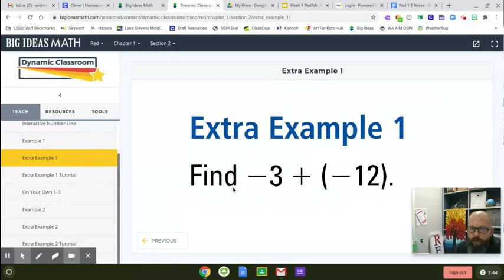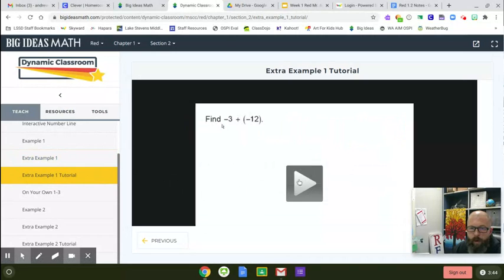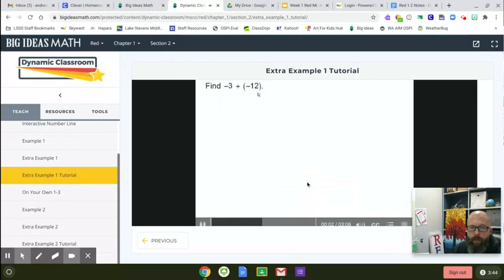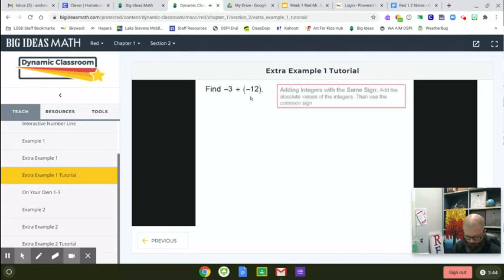Find -3 plus -12. Notice that we have two negative numbers. So in this problem, we are adding integers with the same sign. To do this, add the absolute values of the integers, then use the common sign. So let's break this down a little bit. When we add integers with the same sign, we have two cases. Either both numbers are positive, or, like in this case, we have two negative numbers.